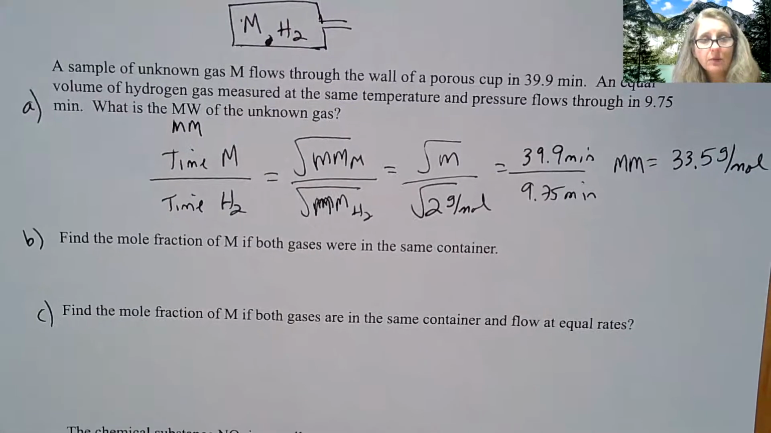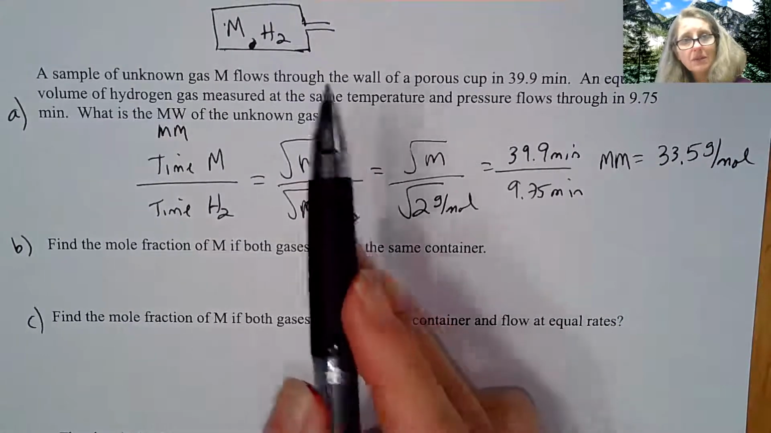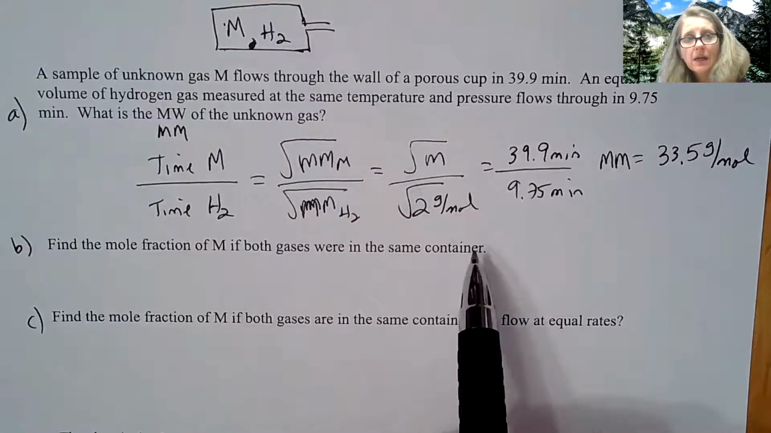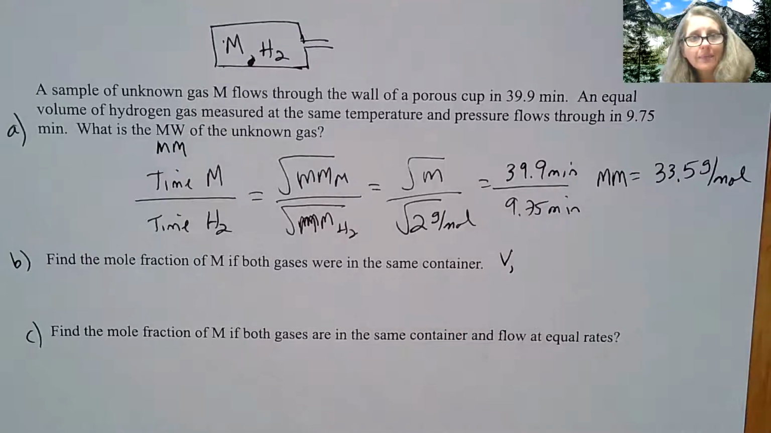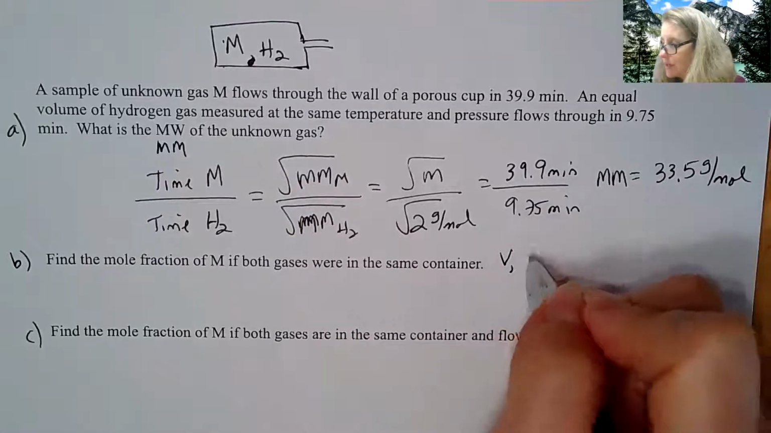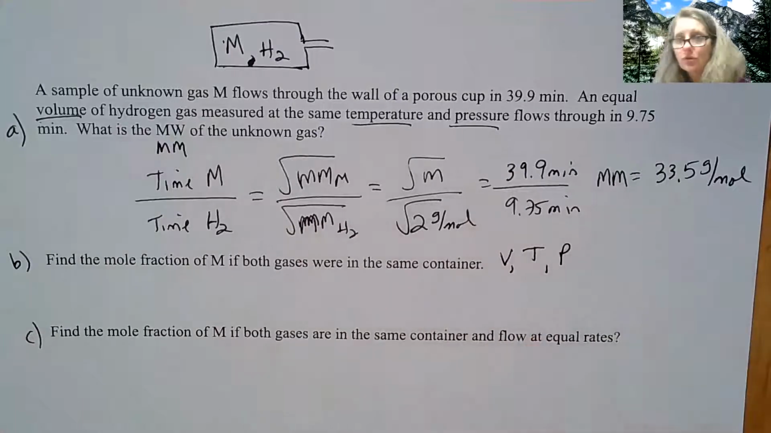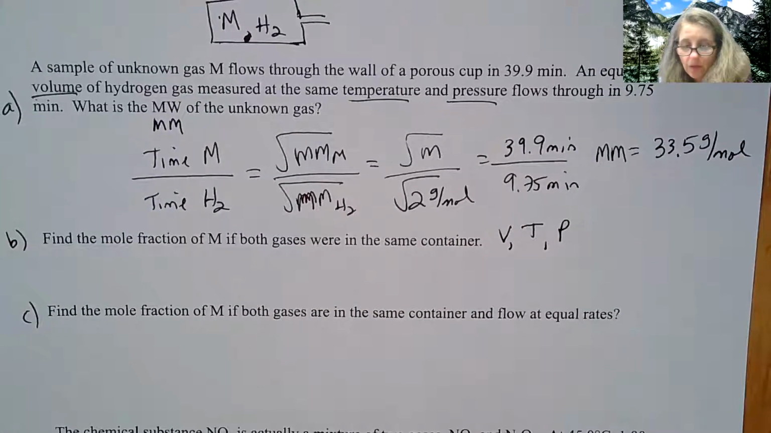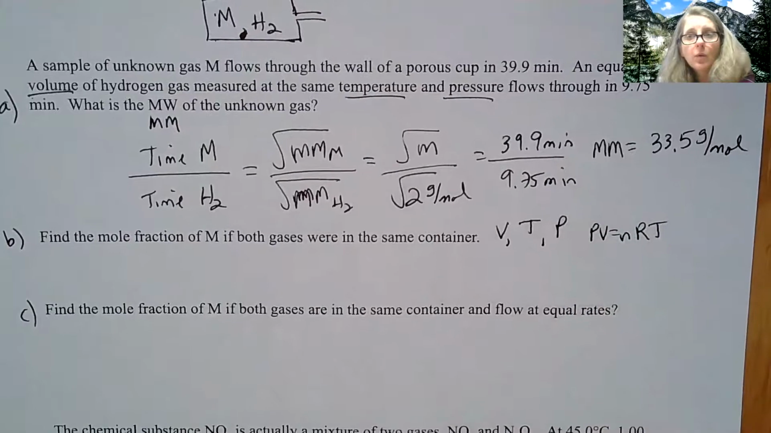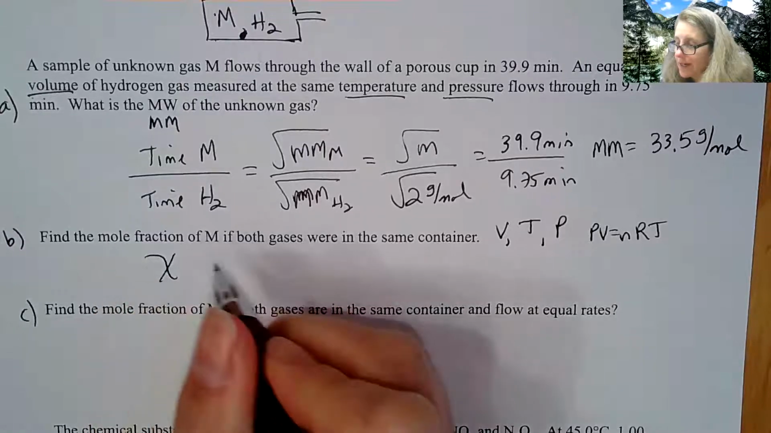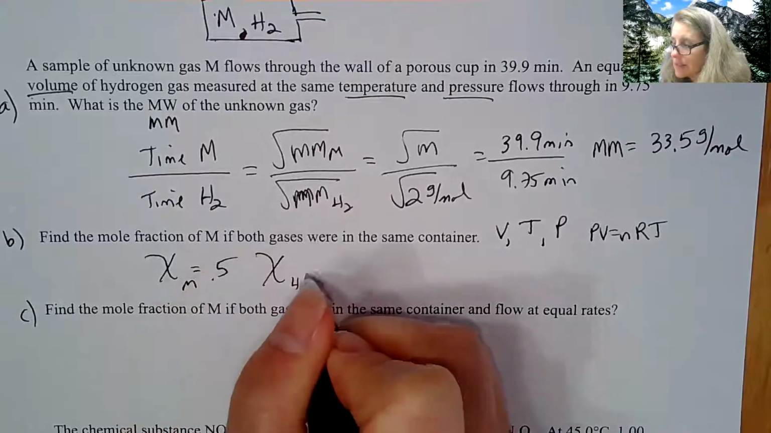The second part is to find the mole fraction of M, and both gases were in the same container. I kind of jumped the gun there a little bit, but we know that they have equal volumes, so their volume is exactly the same. We know that they are at the same temperature, and we know that they have the same pressure. So if that's the case, thinking of PV equals nRT, what is also the same is the number of moles. So that must mean the mole fractions of both M and hydrogen must be the same.